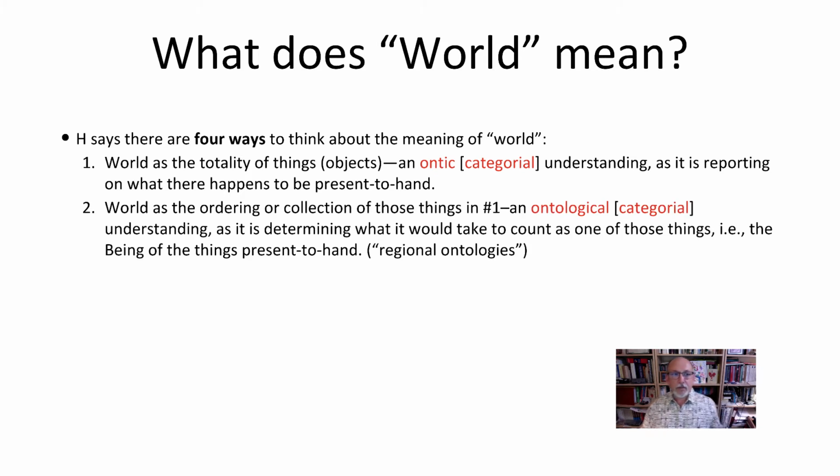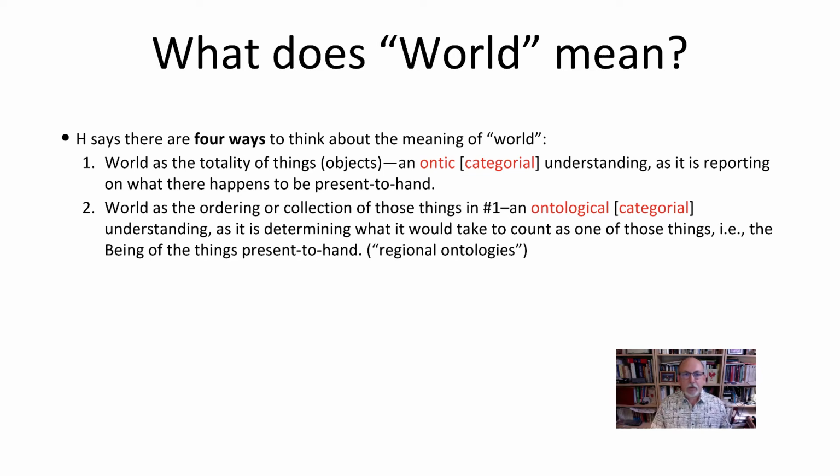And then aligned with that is the world in the sense of the ordering or the collection of those particular little b beings. So this would be world in an ontological kind of sense. Again, using categorical terms to understand these little b beings that are present to hand, it's a determination of what it would count to be one of those entities. And we talked in the last lecture about regional ontologies. Well, this would be that process, the world of mathematics. The world of mathematics would be, what would it take for a thing to be, let's say, of interest in the world of math? What does it take to be a mathematical kind of entity?